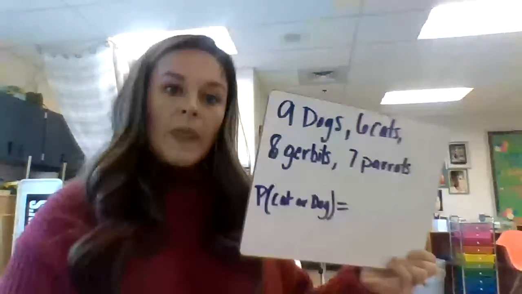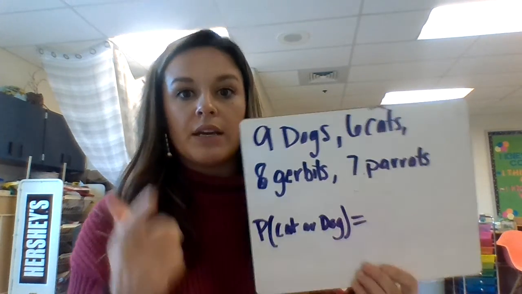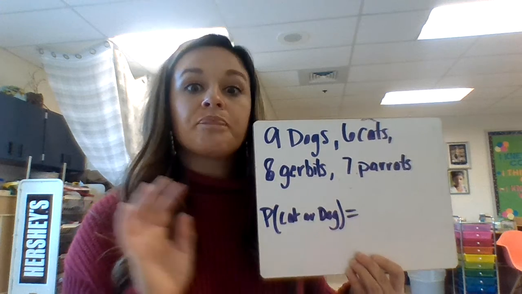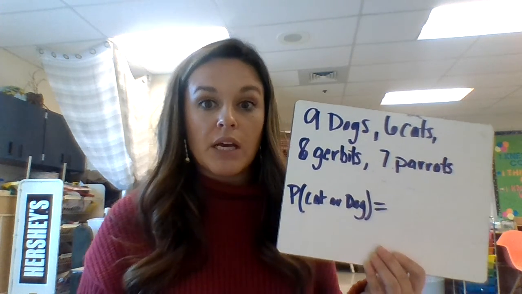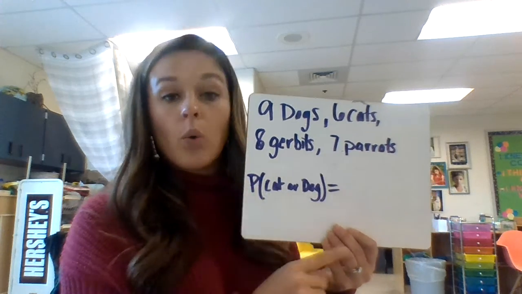Okay? And I'm going to go over number 2 as well. There's only 4 questions on this. It's just a longer question, so I'm going to go over that one, and then you all can do the last 2 yourself. Okay, so the next question says that there are 9 dogs, 6 cats, 8 gerbils, and 7 parrots. It wants to know the probability of getting a cat or a dog.